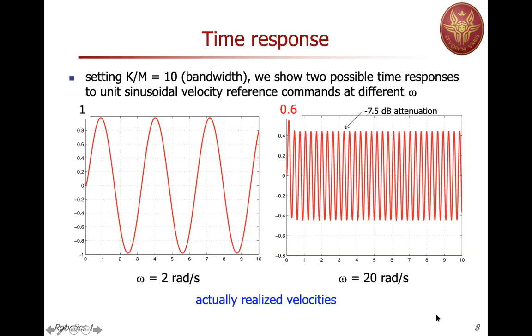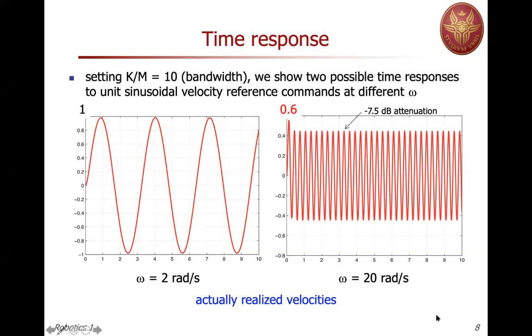Indeed, if you now put in input a faster oscillating sinusoid at 20 radians per second, which is 2 times larger than the bandwidth, you see that apart from some transient, at steady state you have exactly the same frequency of the signal, so 20 radians per second, but an attenuation of about 7.5 decibel. So you have a peak-to-peak of 0.8 rather than 2. So you're not reproducing this signal because you're beyond the bandwidth.